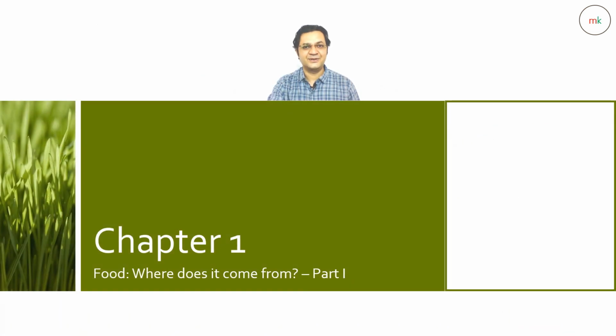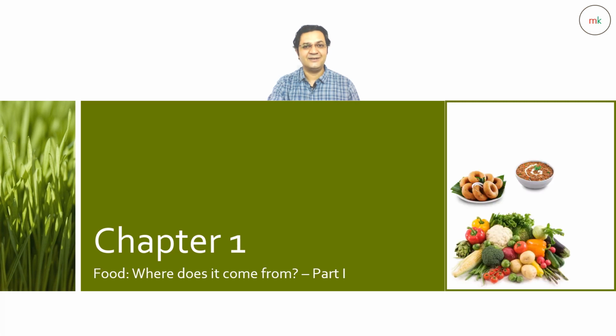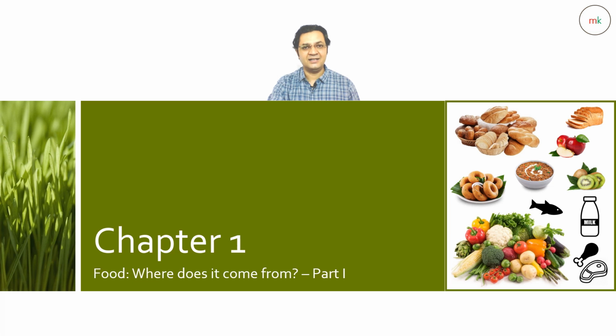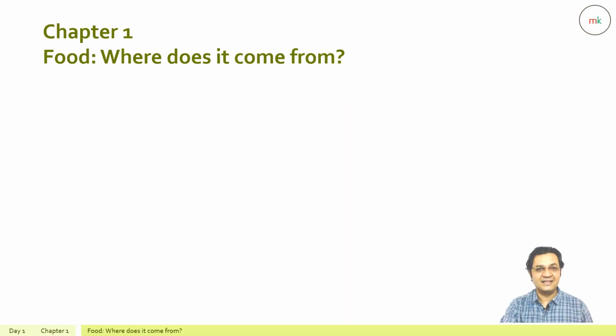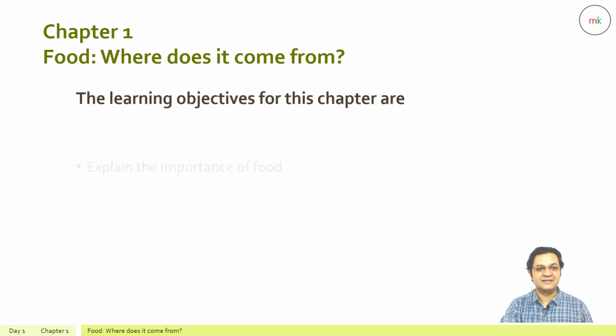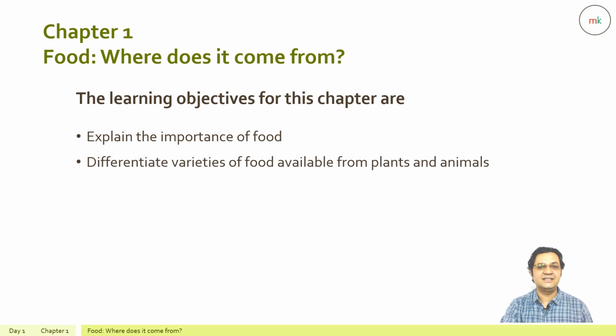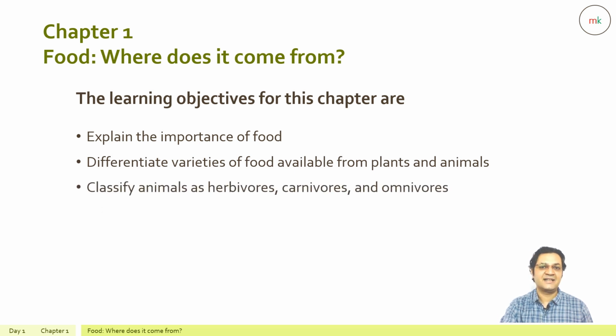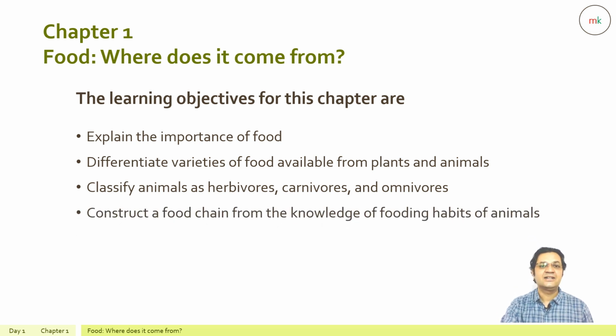So here we have our first chapter, food, where does it come from? And we are going to divide this chapter into two parts so that our learning becomes easy. The learning objectives of this chapter are to explain the importance of food, differentiate varieties of food available from plants and animals, classify animals as herbivores, carnivores and omnivores, and finally construct a food chain from the knowledge of feeding habits of animals.